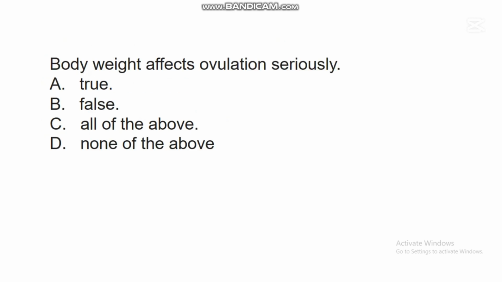The next question says, body weight affects ovulation seriously. A. True. B. False. C. All of the above. D. None of the above. In this question, the correct answer is A. True. So body weight affects ovulation seriously. When there is overweight or underweight, all these things can affect ovulation.